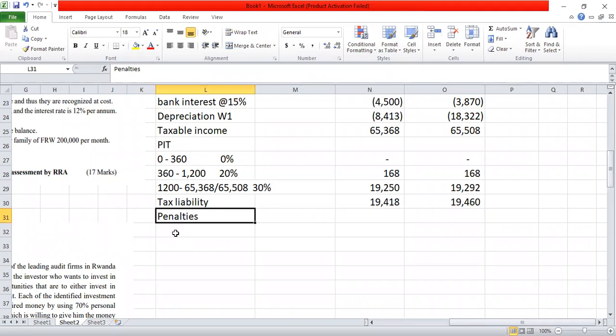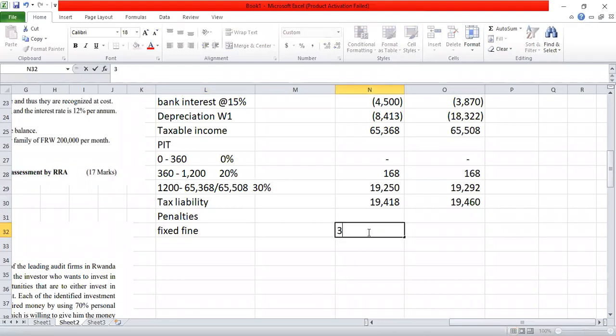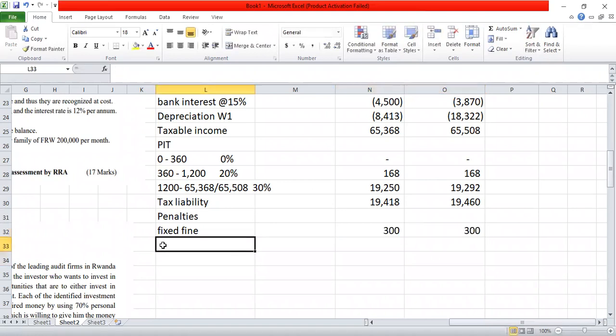So we have a fixed fine of 300 and 300 here. We have late payment and declaration, late payment and declaration.